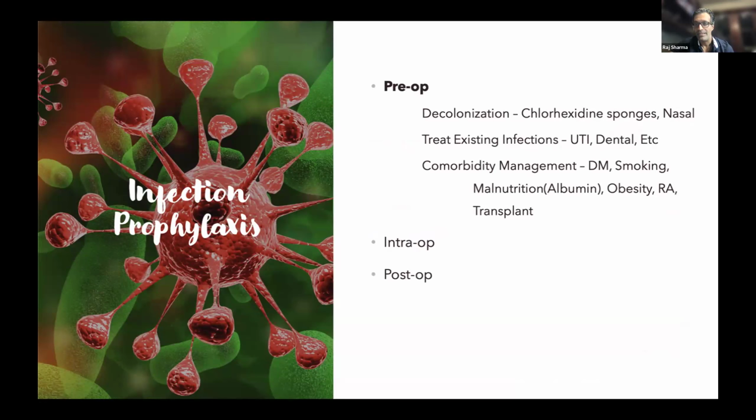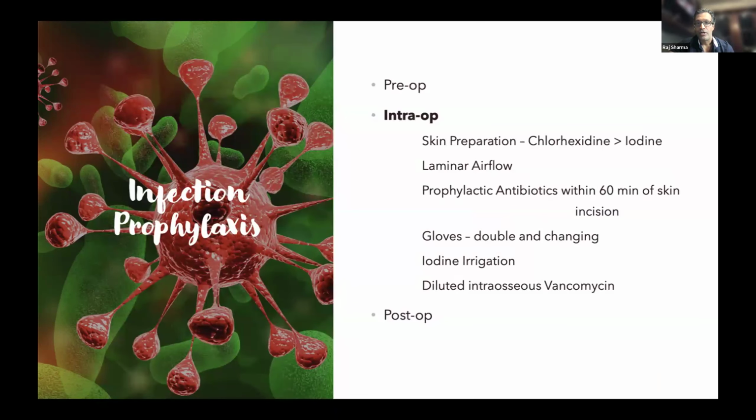So things like smoking, diabetes, malnutrition, obesity, rheumatoid, transplant patients. These are patients at high risk of infection and we are trying to maximize them beforehand for optimization to help decrease postoperative infections. In terms of intraoperative, skin preparation, so chlorhexidine has been shown better than iodine.